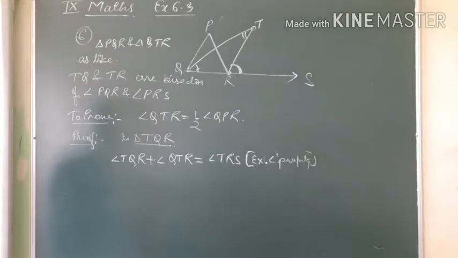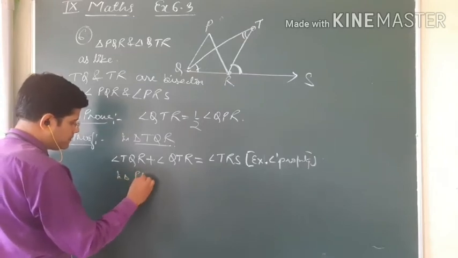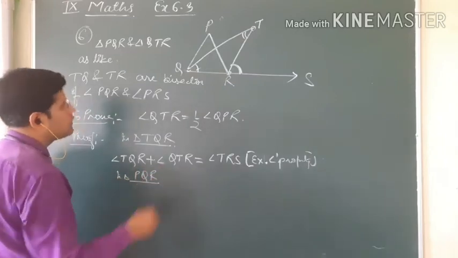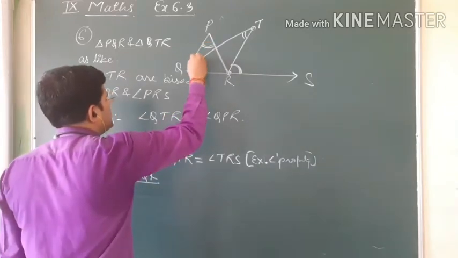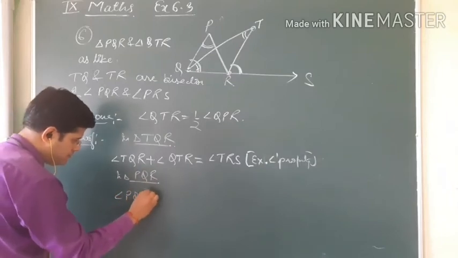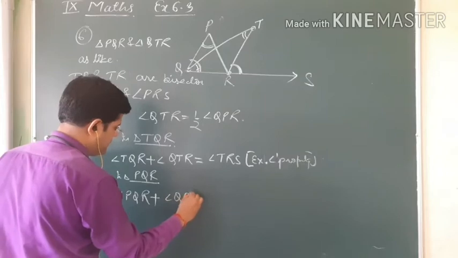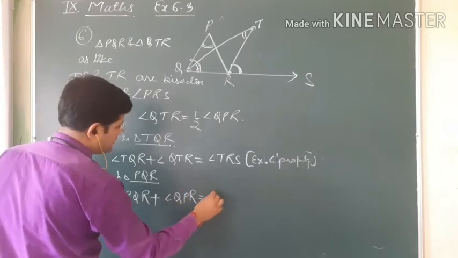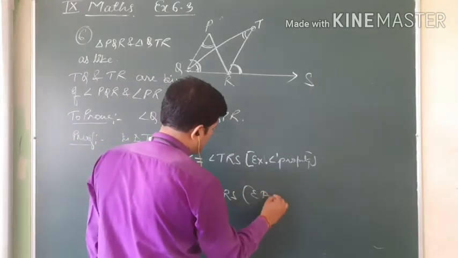Okay student, I think you understand which property I have used. Now in triangle PQR, again the exterior angle property. Angle PQR plus angle QPR form together angle TRS. Again the same property, exterior angle property.